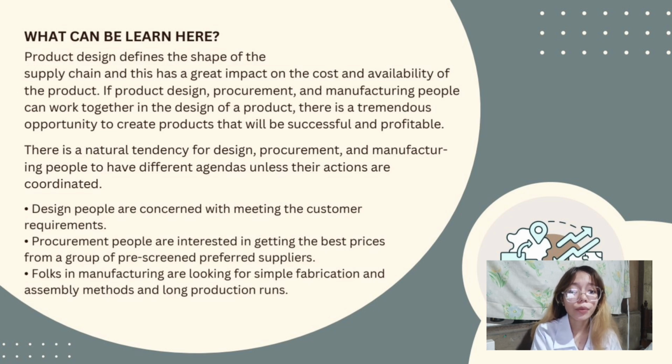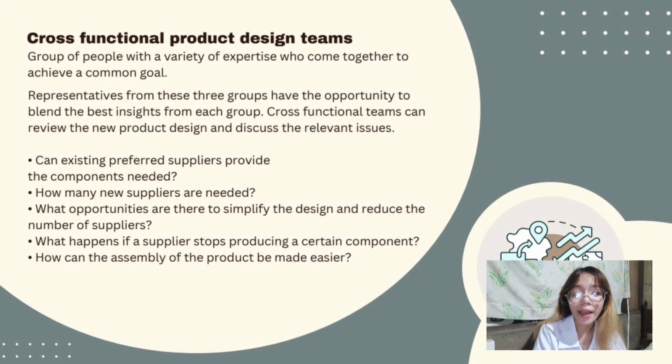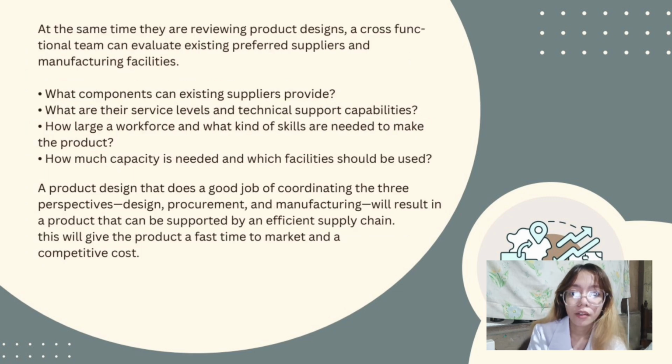Design people are concerned with meeting the customer's requirements. Procurement people are interested in getting the best prices from a group of pre-screened preferred suppliers. Folks in manufacturing are looking for simple fabrication and assembly methods and long production runs. Collaborating across design, procurement, and manufacturing teams during product development can optimize the supply chain, leading to lower cost, faster time to market, and a more competitive product.